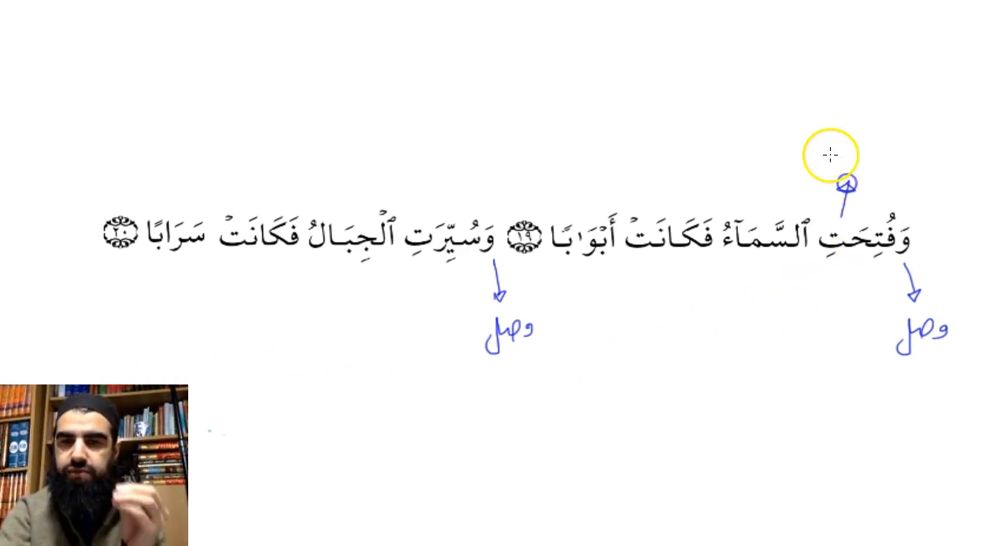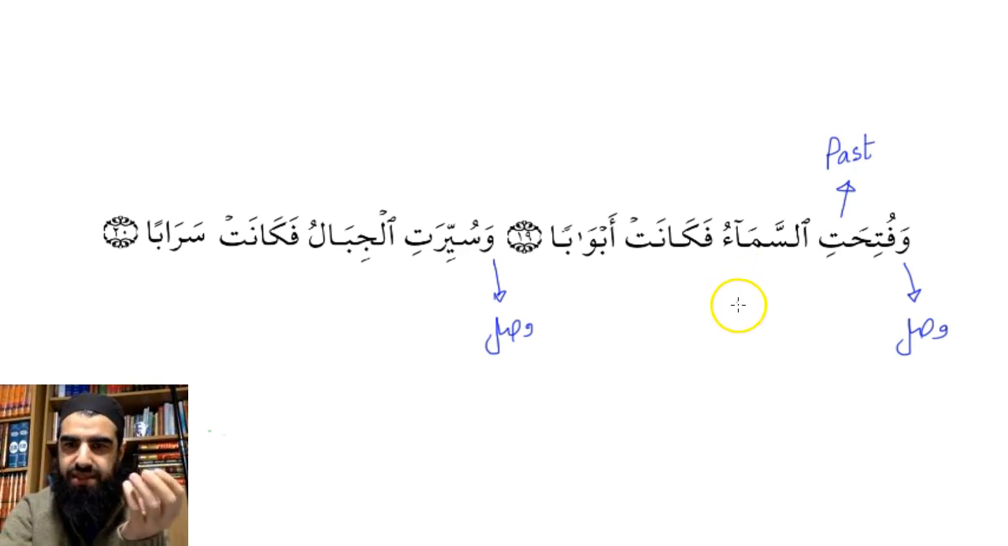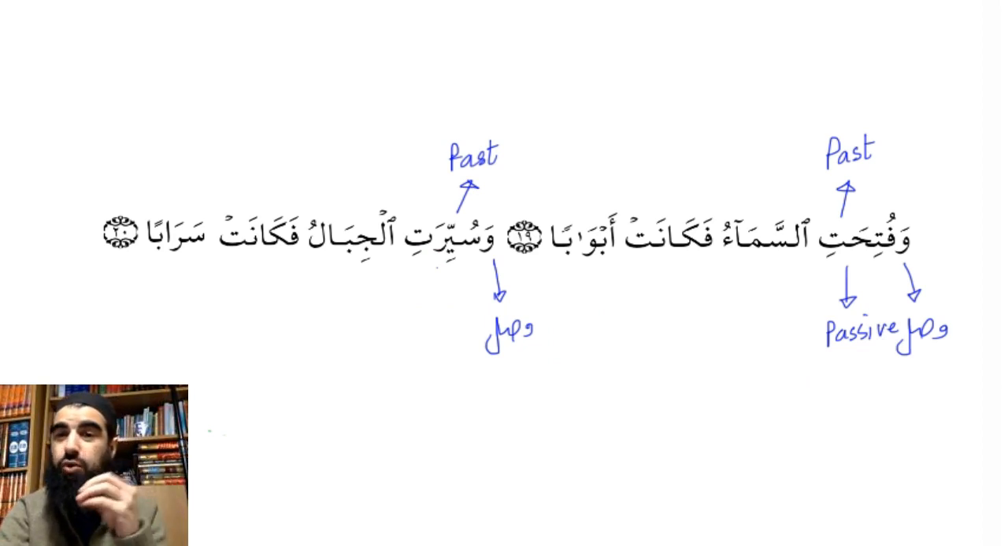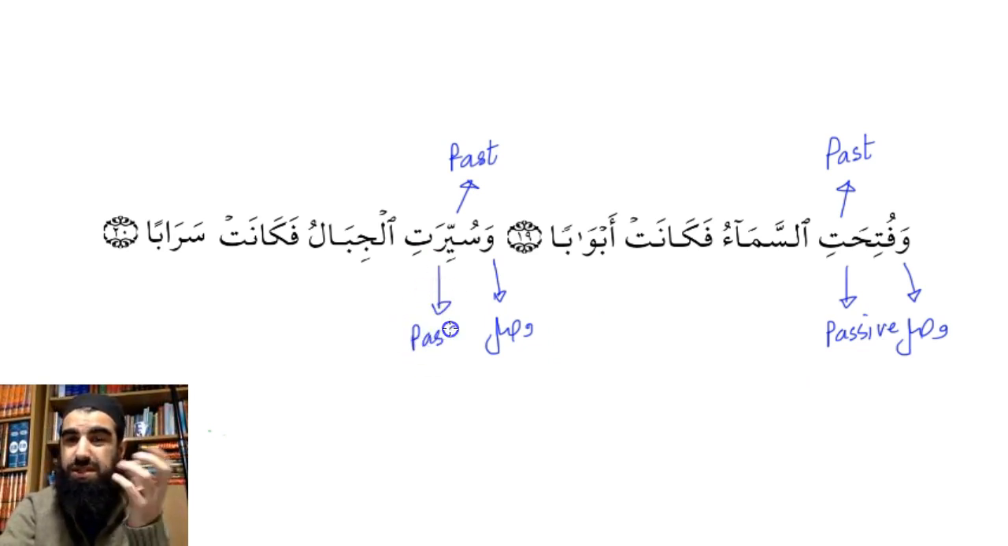So you have futihat, which comes for past, right? So you've got past there. Suyirat, which comes for past as well. Past single feminine. And that's the other thing as well: passive, right? Futihat is passive. Futihat, was opened. And suyirat is passive as well. So you can see this pattern on both sides. Passive being used; suyirat means it was made to move, right?